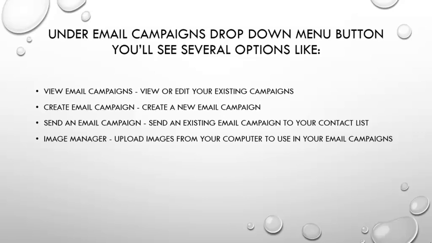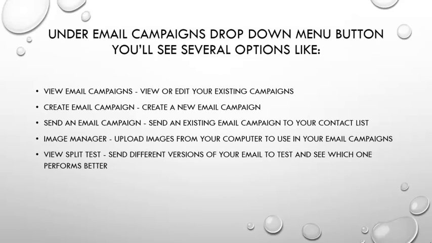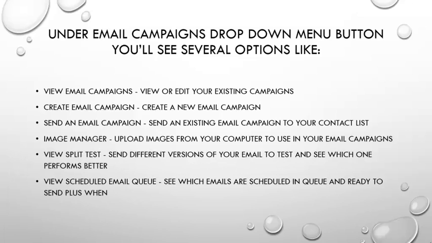This is where you can upload different images from your computer to use in the email campaigns. View Split Test. This is where you can send different versions of your email to test and see which ones perform better. View Scheduled Mail in Queue. This is where you can see which emails are scheduled in the queue and ready to send, plus when they're going to send.